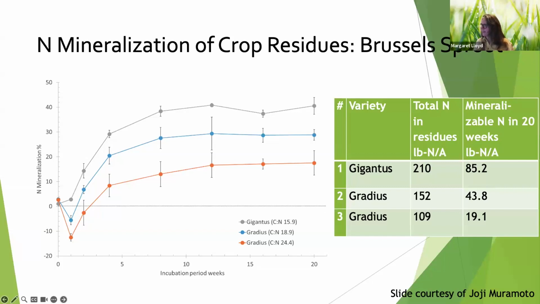So the mineralizable N in that 20-week period with the lower C to N ratio was 85 pounds compared to an intermediate C to N ratio of about 44 pounds versus the highest C to N ratio, which released about 20 pounds. So the age of the crop residue will make a significant impact on how much nitrogen is going to be available for the following season.